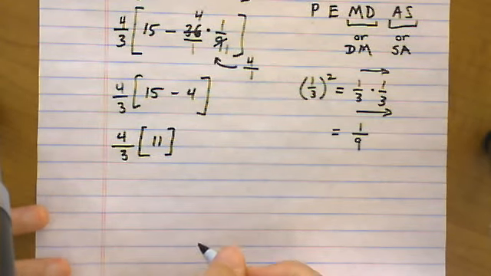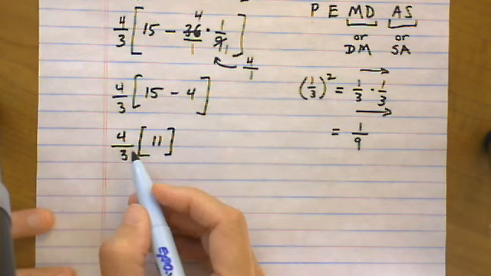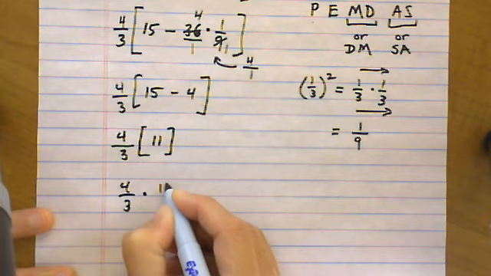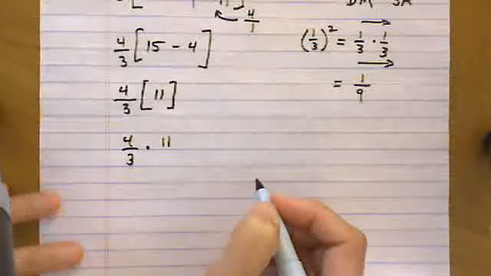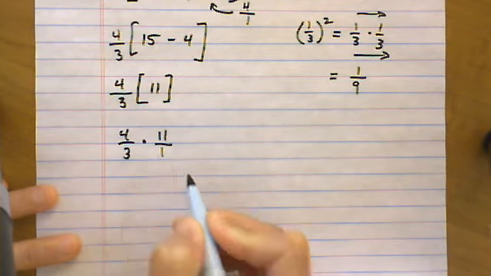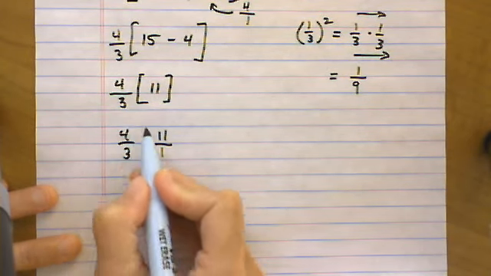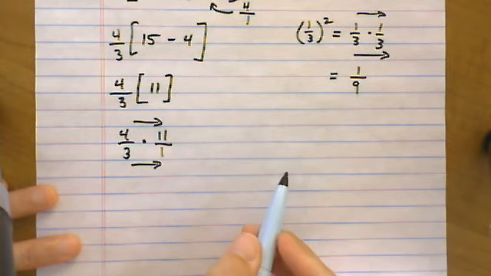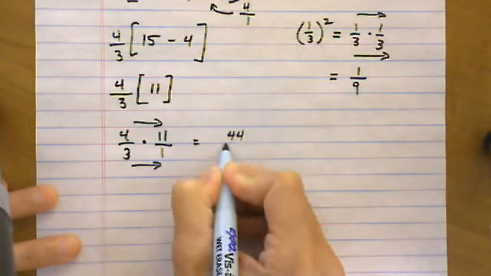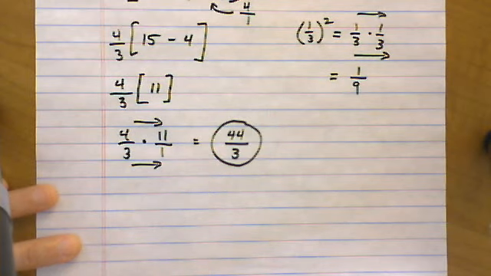Alright, now we are done simplifying inside the brackets. So we go ahead and do the multiplication. And I'm just going to rewrite it so it's a bit easier to work with. 4/3 times 11. And sometimes it's easier to look at this as a fraction, right? So we have 11 is the same as 11 over 1. And now we multiply the two fractions. There's no reducing possible, so we just go right across the top and across the bottom. And we get 4 times 11 is 44, over 3 times 1 is 3. And that's our final answer.